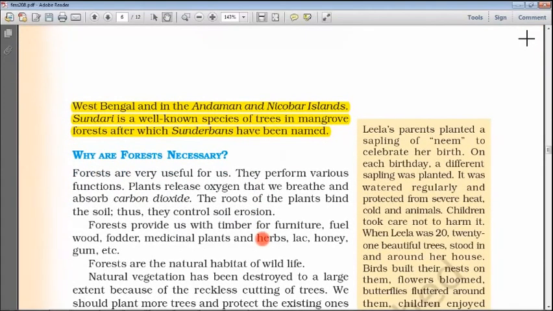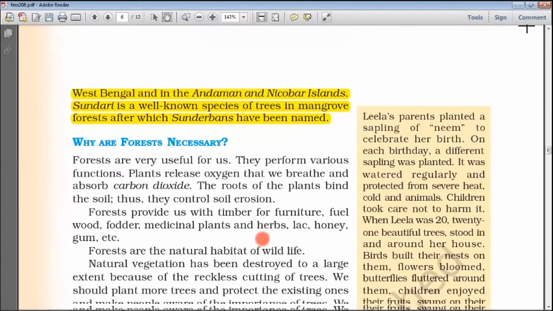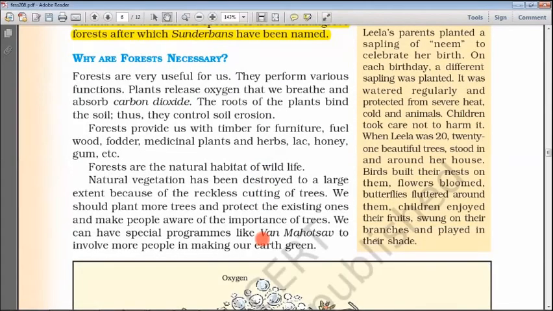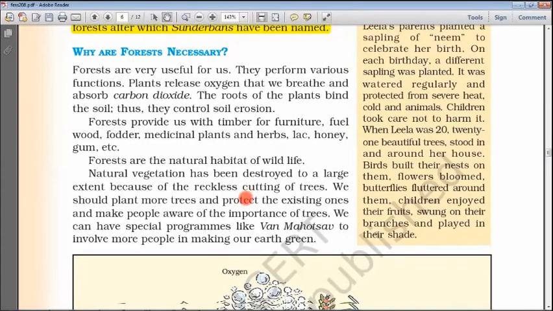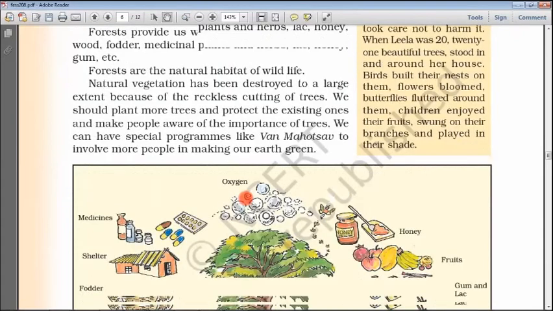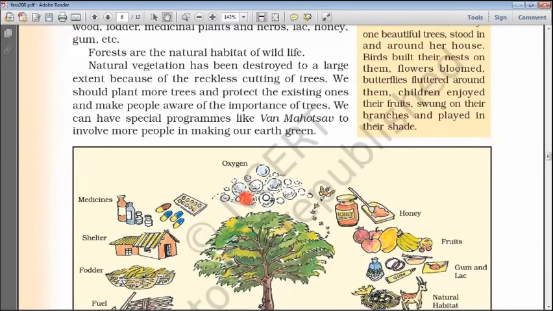These vegetation forests are very important for humankind because they provide oxygen and absorb carbon dioxide, and they prevent soil erosion, and the forest will give us whatever we need for our life, like timber, furniture, fuel, fodder, medicines, herbs, food, etc. And forests are natural habitats of wildlife, but we are destroying the forest because of the reckless cutting of trees and exploitation for agriculture, etc.